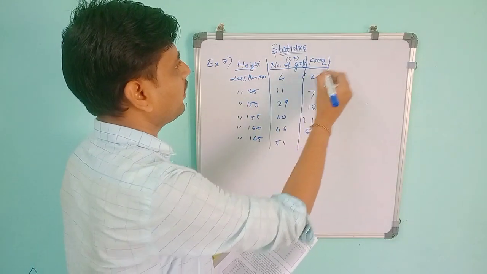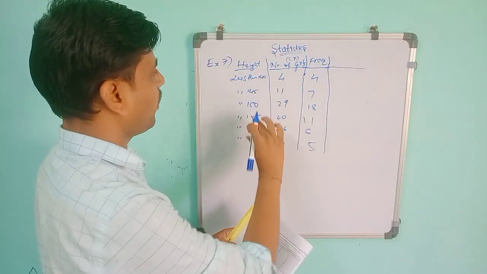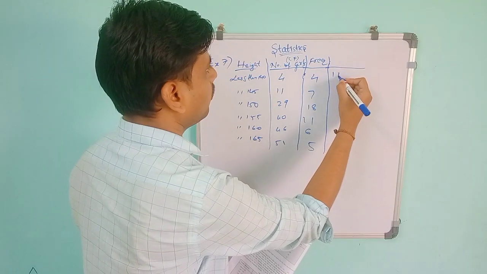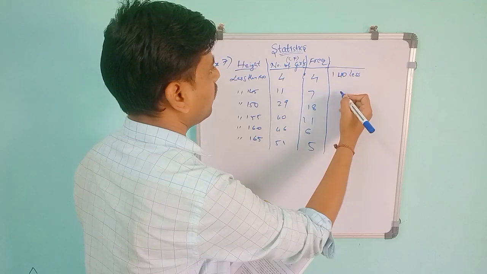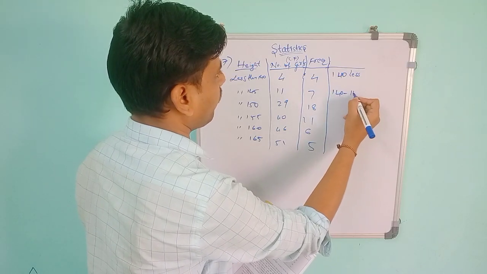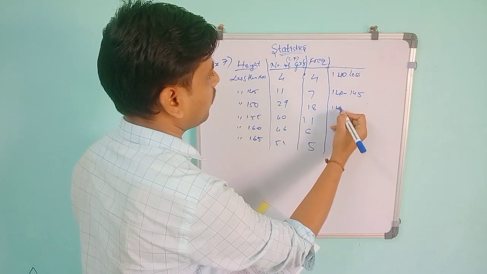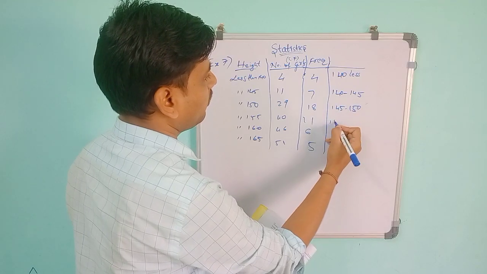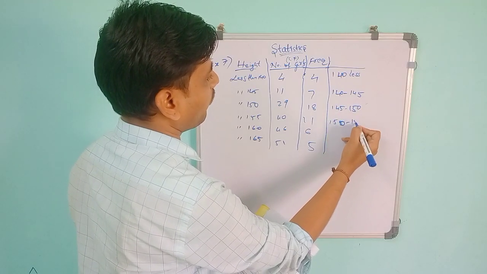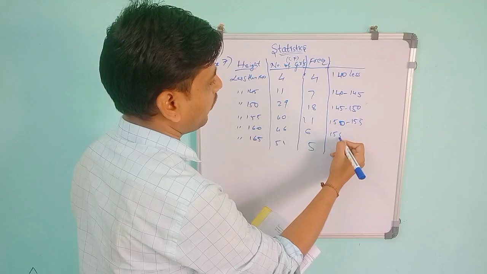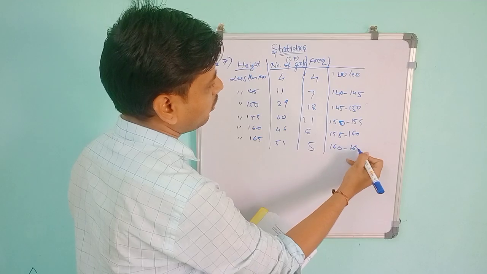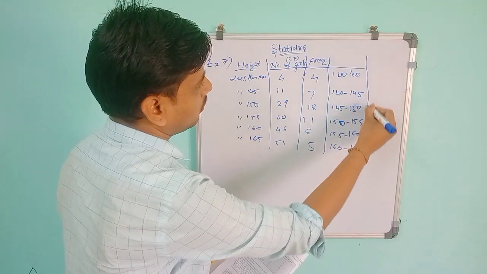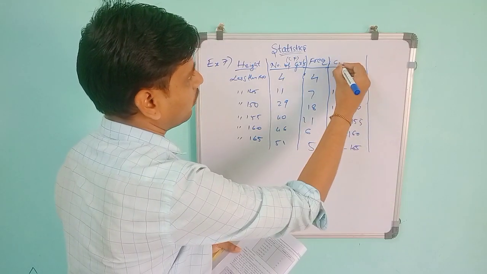So you write the class interval because the gap is 5. So this will be less than 140. Then this one 140 to 145. Then this one 145 to 150. Then this one 150 to 155. And this one 155 to 160. Lastly 160 to 165. So this is the class interval.